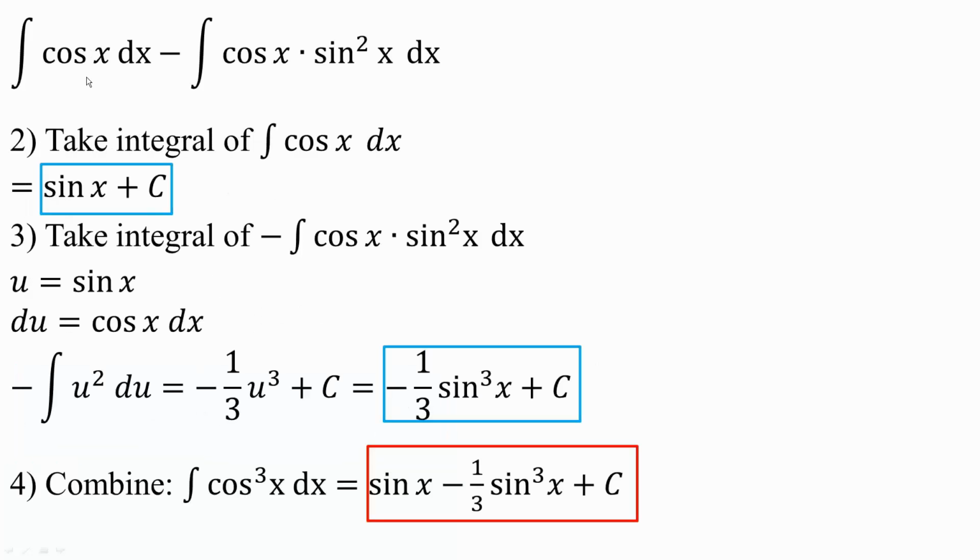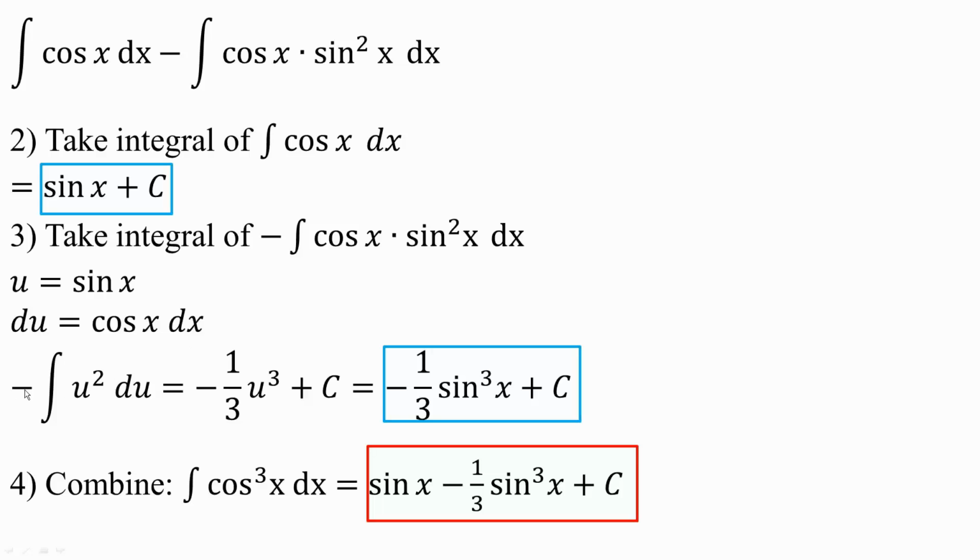Now, the first step I will do is take the integral of this piece. It's going to be pretty simple. It's simply going to be sine x plus c. Next, I will solve the integral of this piece right here. And we can do this if we say that u is equal to sine x, then du becomes cosine x dx. And so this would cancel out this cosine x, and this dx would become du.